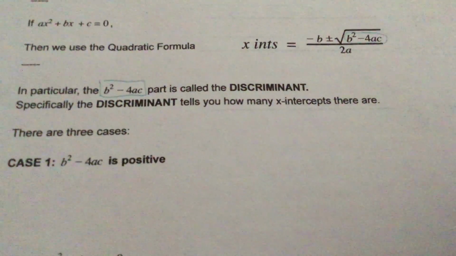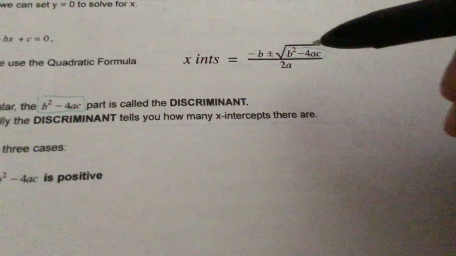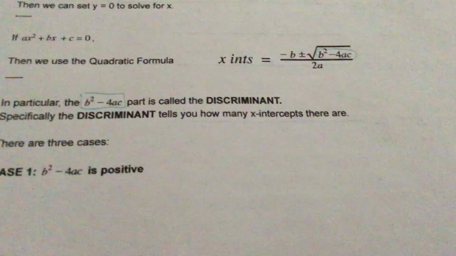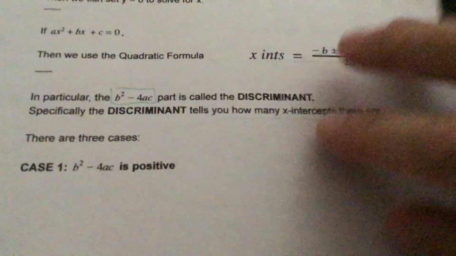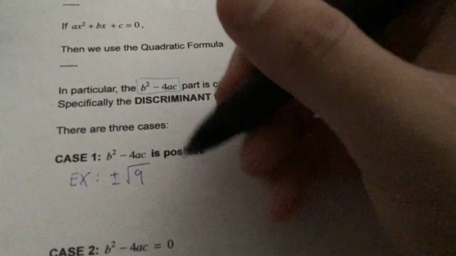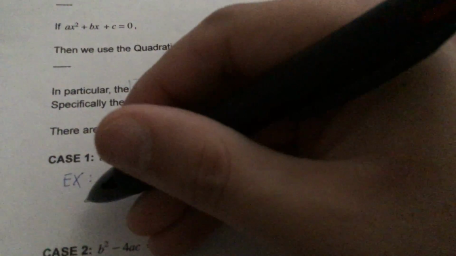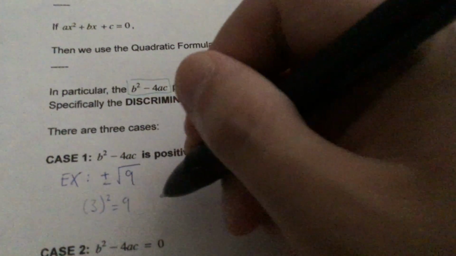If b squared minus 4ac is a positive number, so in other words, the number inside of the square root is positive, well, that means that there is a positive square root and a negative square root. So let me say, for example, let's take a simple square root like 9. The square root of 9 is 3, but I could also make the argument that the square root is negative 3, because 3 squared is 9.